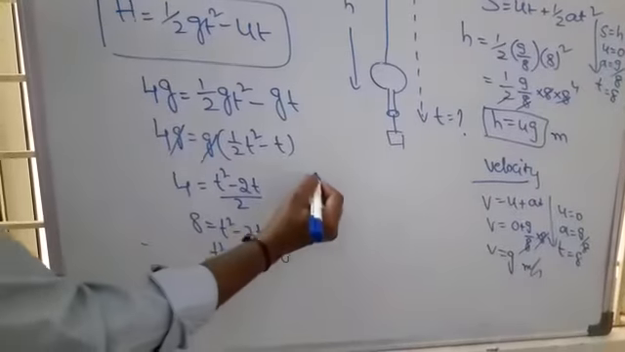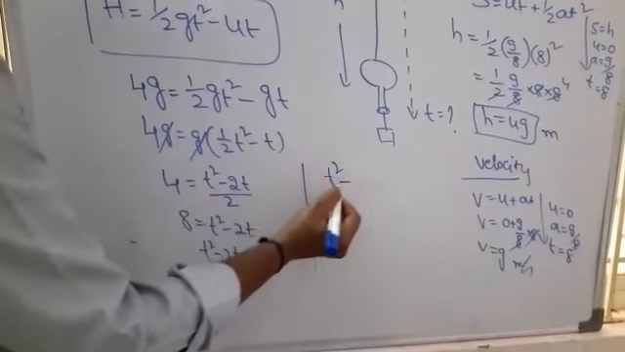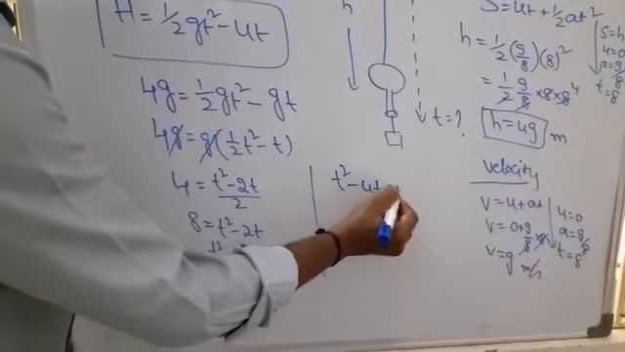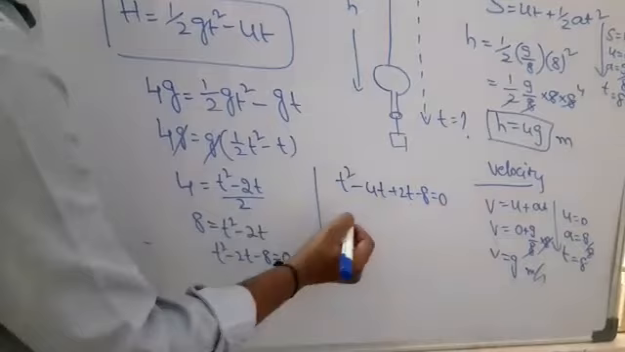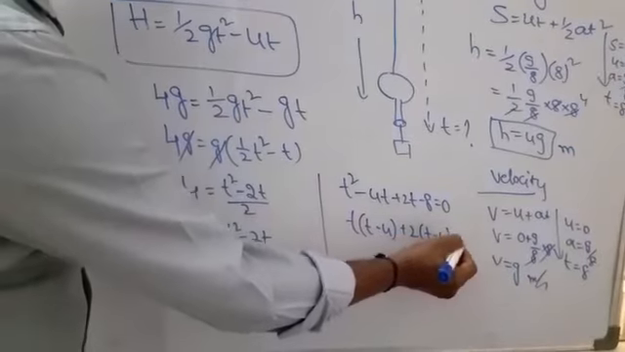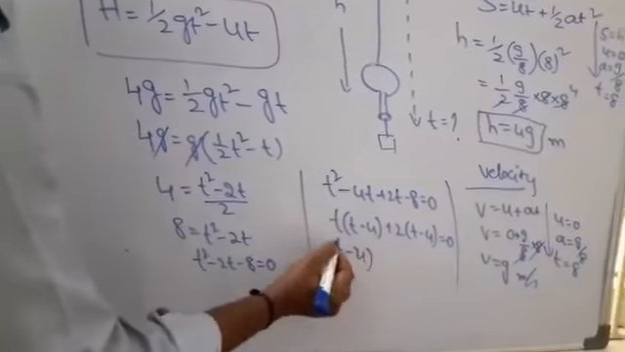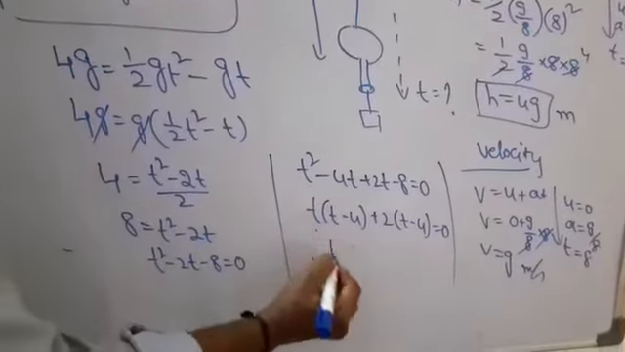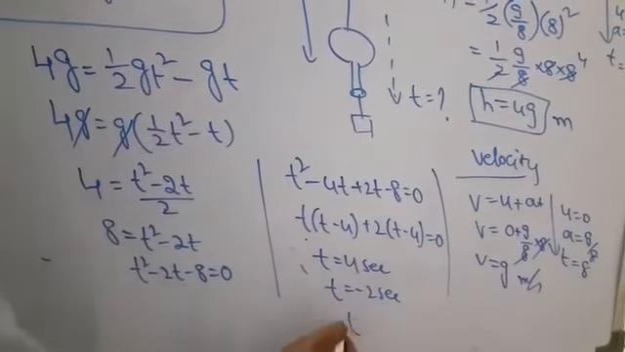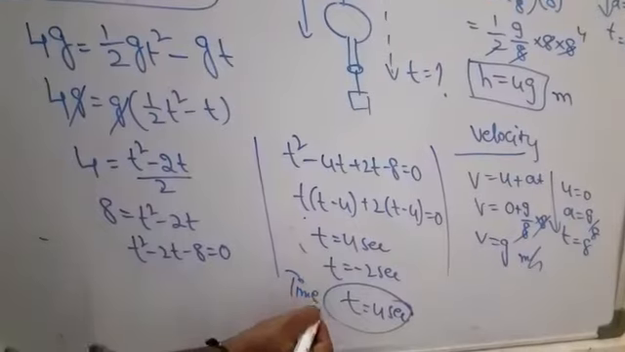Then this quadratic expression can be solved, and finally we get t square minus 4t plus 2t minus 8 equal to 0, since 8 can be written as 4 into 2. So (t minus 4) into (t plus 2) is equal to 0, therefore t is equal to 4 seconds, or t is equal to minus 2 seconds. Therefore the time taken is 4 seconds.